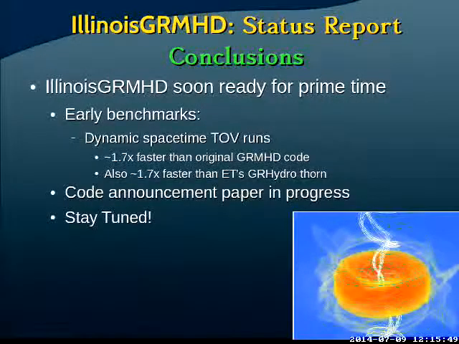So to conclude this part of my talk, I'm pleased to announce that Illinois GRMHD will very soon be ready for prime time, in an open source kind of way. In addition, early benchmarks indicate that for dynamic space-time TOV runs, Illinois GRMHD is about 1.7 times faster than the original GRMHD code, and based on my benchmarks with Einstein Toolkit's GRHydro, it's also about 1.7 times faster, again using the same grids and the same basic numerical techniques. There are some slight differences in techniques between the different codes. And when we do a fixed background space-time run, the speed up is a factor of 2 between the codes, the old versus new. And I'll end by saying that the code announcement paper is in progress, and I encourage you to stay tuned, as this tool will be ready for science as soon as the paper's out. Thank you.